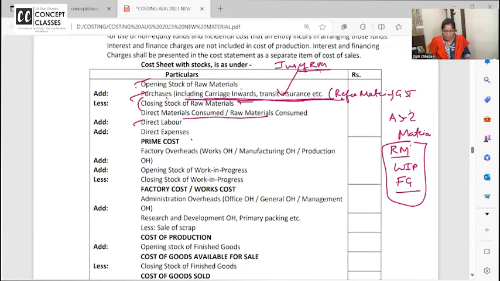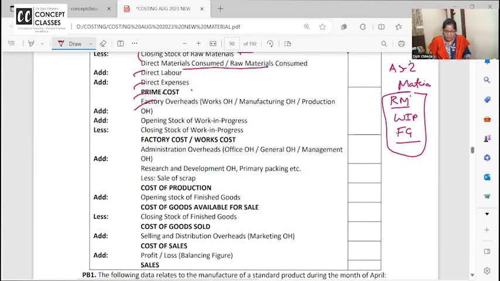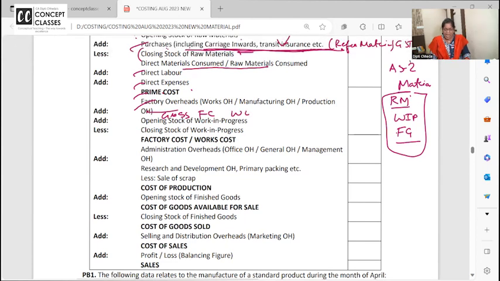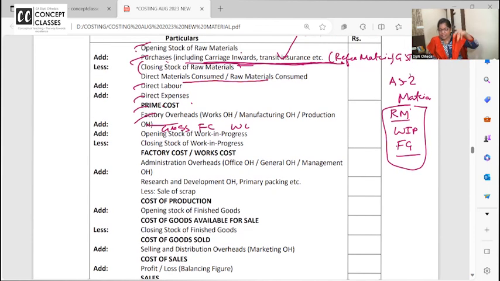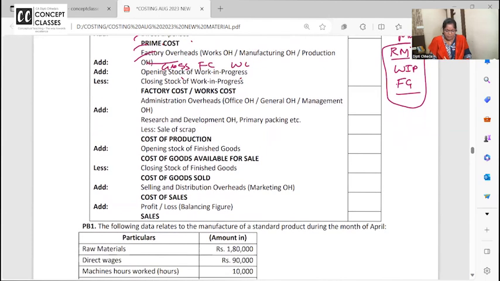Direct labor we all know. Direct expenses. This is prime cost. Add factory overhead. After the factory overhead, you can write one more item as gross factory cost or gross works cost. Add opening work in progress, that means take a pause, work in progress, which is in between, in that factory related all the expenses have come. Opening work in progress, closing work in progress, you are getting factory cost.